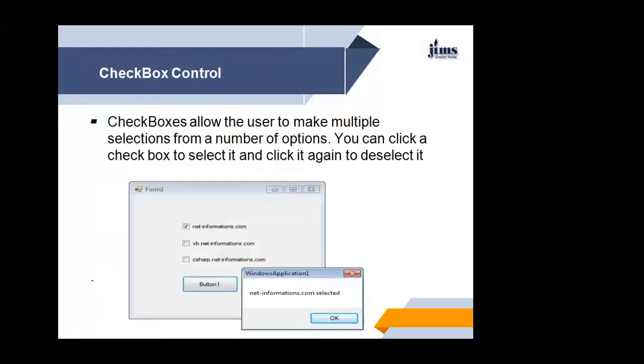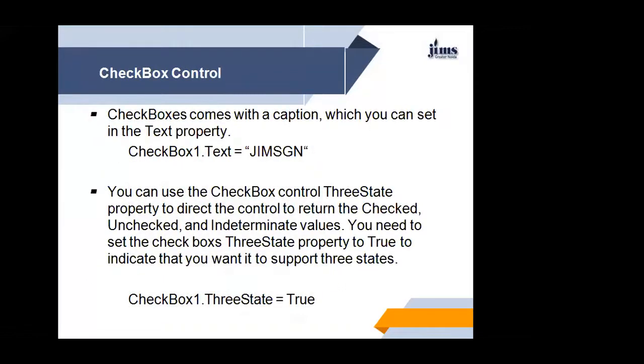Now, similar to this, there is one more control called the checkbox control. A checkbox allows the user to make multiple selections from a number of options. You can click a checkbox to select it and click it again to deselect it. If you click one time, it will select. If you click it twice, it will deselect. Okay, a checkbox comes with a caption which you can set in the Text property, like here, CheckBox1.Text equals "Jim's GN".